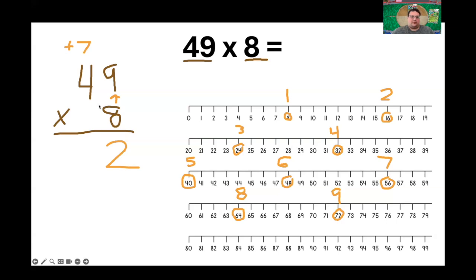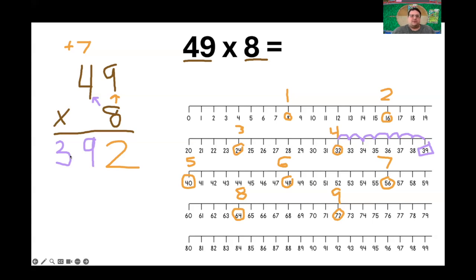Next, we want to do 8 times 4. Well, I have 8 times 1, 8 times 2, 8 times 3, and 8 times 4. What number do I have here? 32. And I want to add 7 more. 1, 2, 3, 4, 5, 6, 7. What do I land on? 39. And my answer is 392.